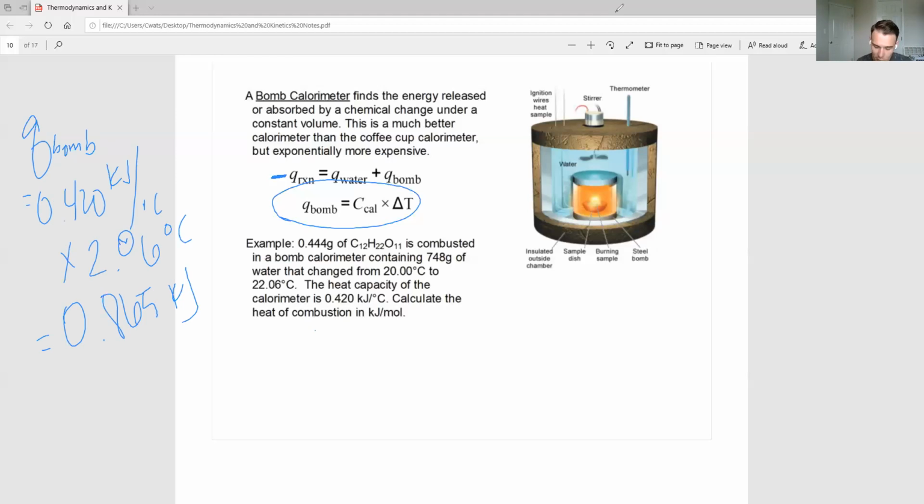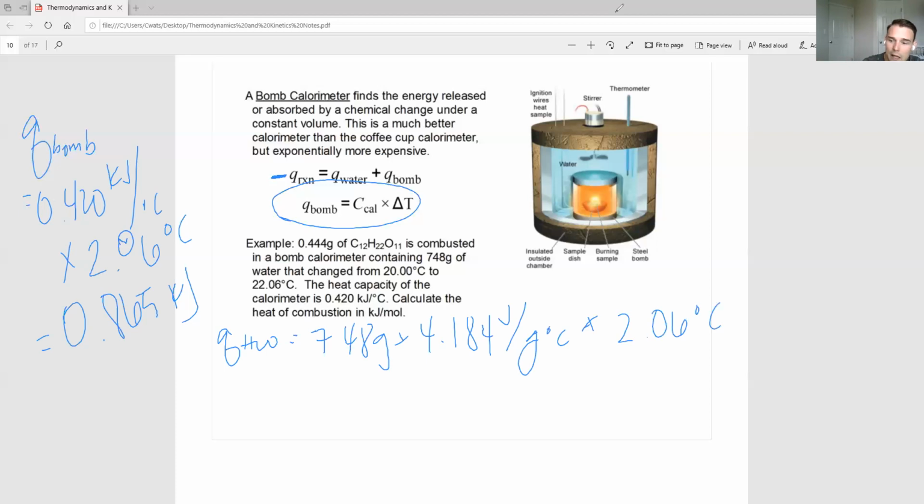So now we can figure out for the water. So it had 748 grams times the 4.184, which is the specific heat of water, times the change in temperature, which we did already, which was 2.06 degrees Celsius. And so that will give me 6450 joules, which is 6.45 kilojoules.